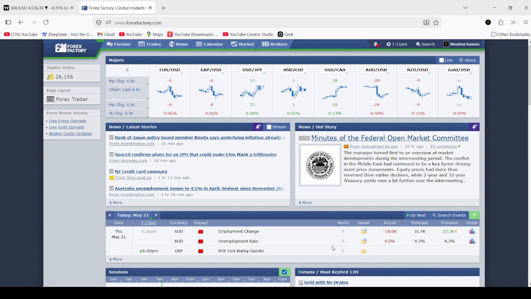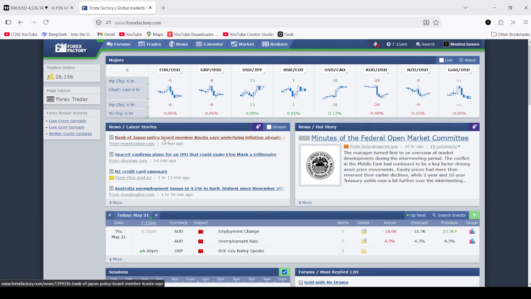Now for the upcoming data, we have the GBP. BOE Governor Bailey will be speaking at 6 p.m. Kenyan time. So that's all we have in terms of other news.